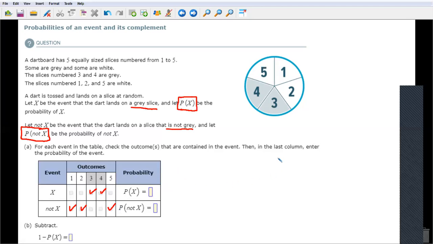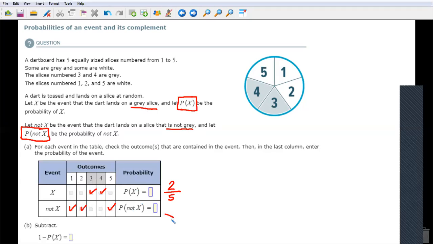So if you take a look once again, we have 5 possible outcomes here. So 5 is going to go on the bottom. And on the top is going to be however many outcomes in this category make this a successful situation. So we have 2 outcomes, 3 and 4, that are going to be gray, which means that the probability of it landing on a gray slice is going to be 2 out of 5.